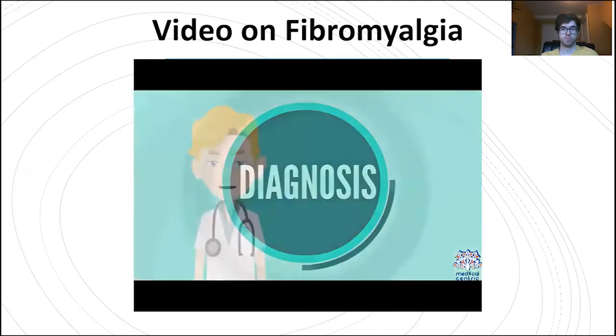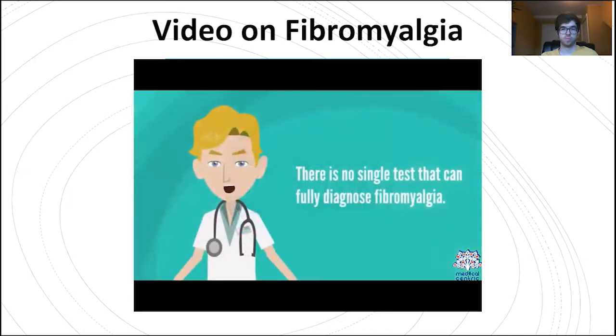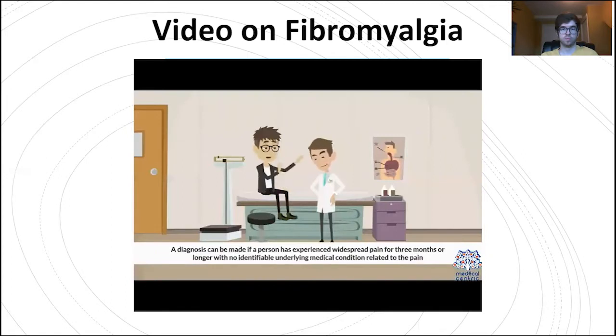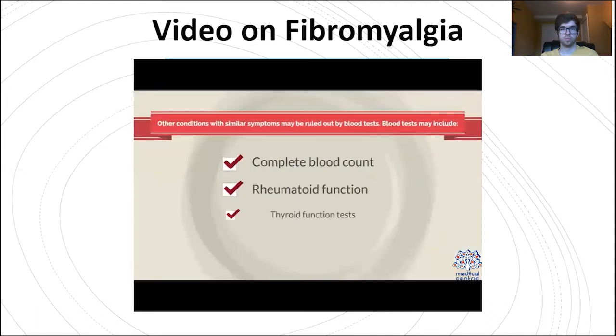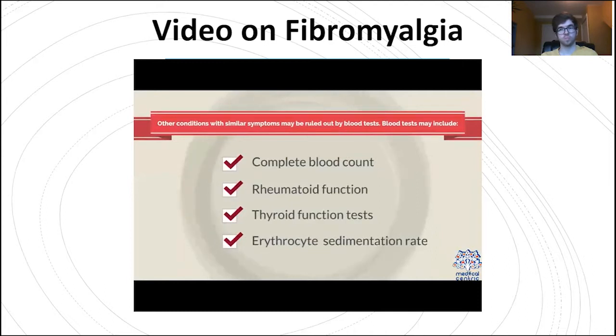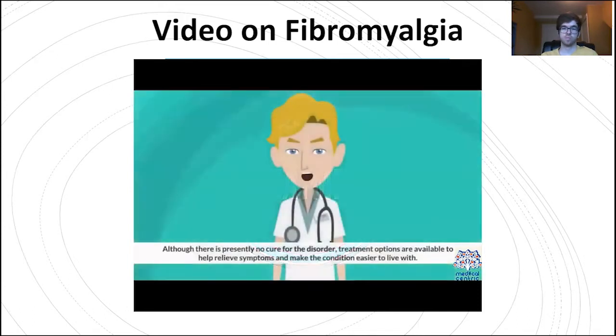Diagnosis and treatment. There is no single test that can fully diagnose fibromyalgia. A diagnosis can be made if a person has experienced widespread pain for 3 months or longer, with no identifiable underlying medical condition related to the pain. Other conditions with similar symptoms may be ruled out by blood tests. Blood tests may include complete blood count, rheumatoid function, thyroid function tests, erythrocyte sedimentation rate. Treatment. Although there is presently no cure for the disorder, treatment options are available to help relieve symptoms and make the condition easier to live with.